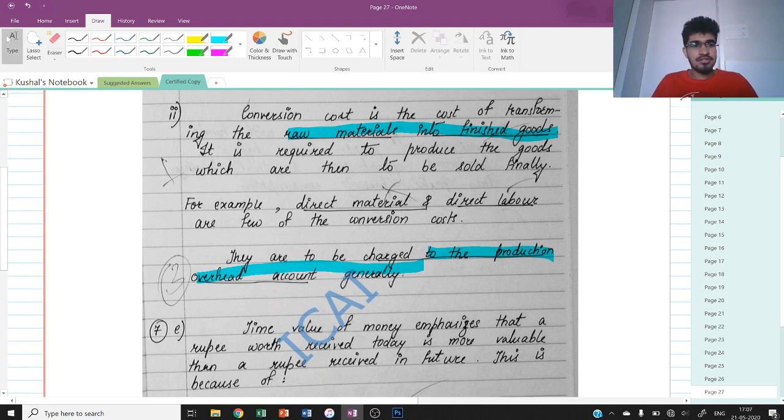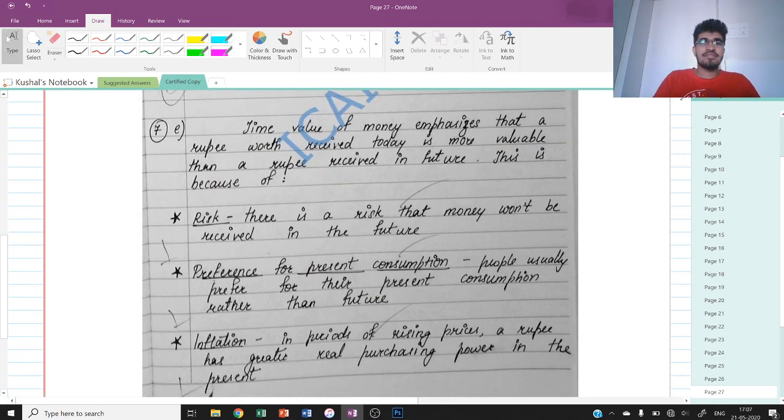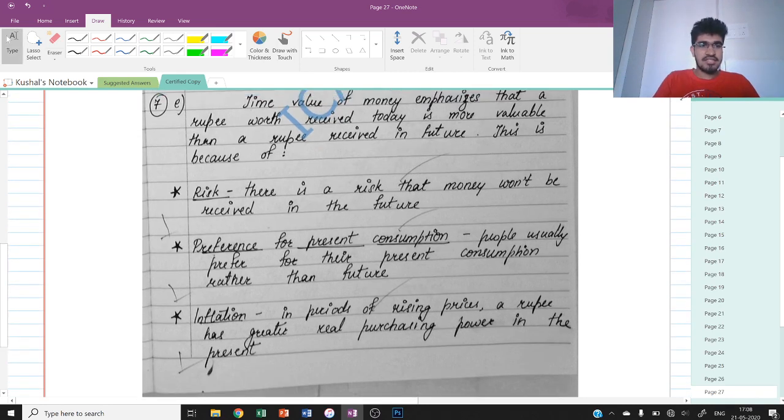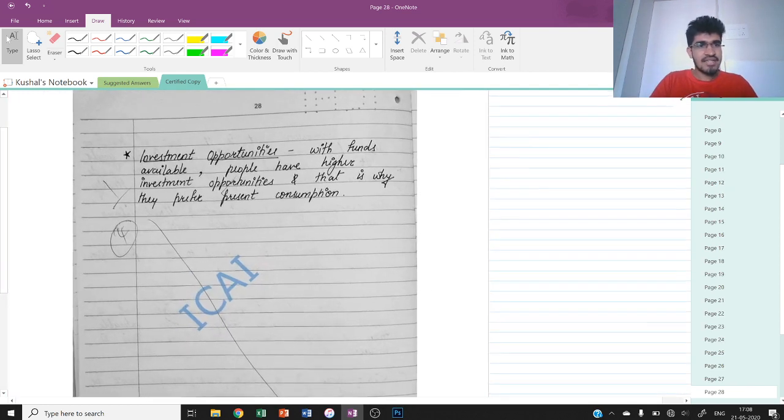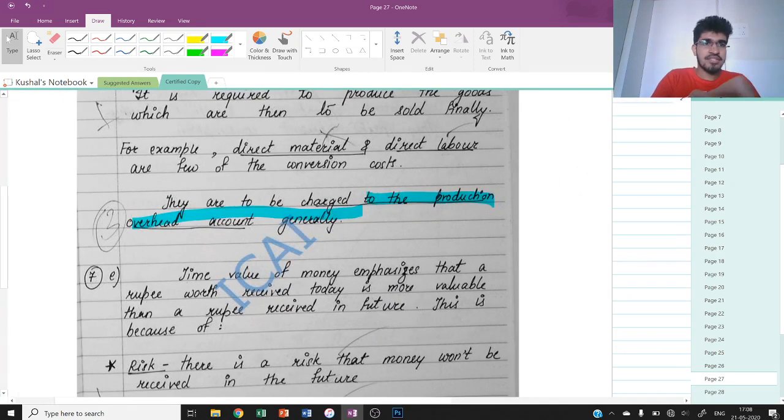Then the next question was on time value of money. Time value of money emphasizes that a rupee received today is more valuable than a rupee received in future. This is because of all the reasons: risk, preference for present consumption, inflation, and investment opportunities. So I scored 4 out of 4 marks in this question also. See, I have not started the question on the next page, so it's alright if you don't start the sub question on the next page.